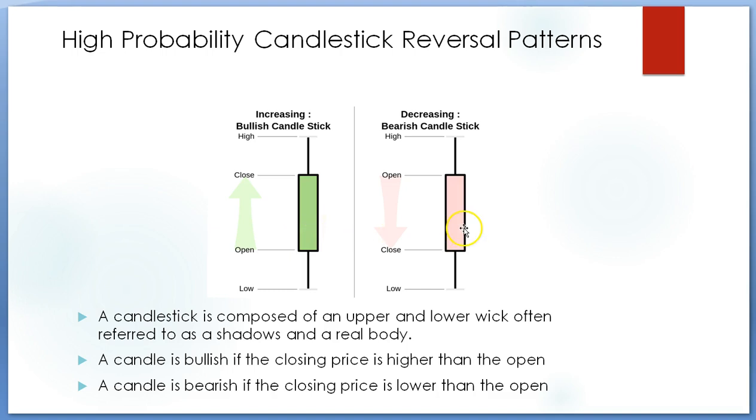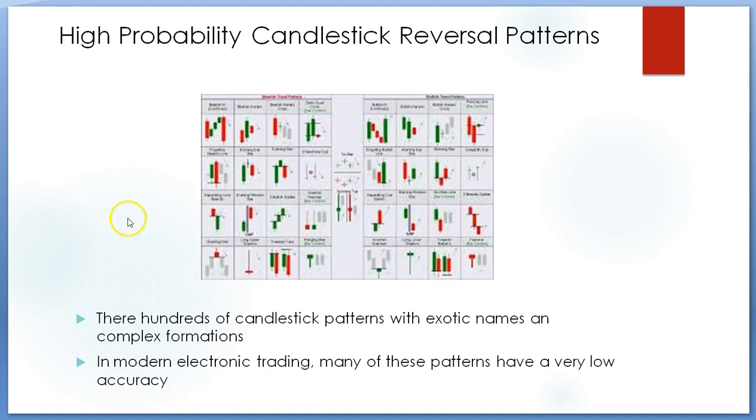Now, the bearish candle is when the closing price is lower than the opening price. So price opens here, but then at the end of the period of time, it closes down here, which shows that the sellers are in control. And so we would call this a bearish candle, denoted by this red color. So we can use that to our advantage.